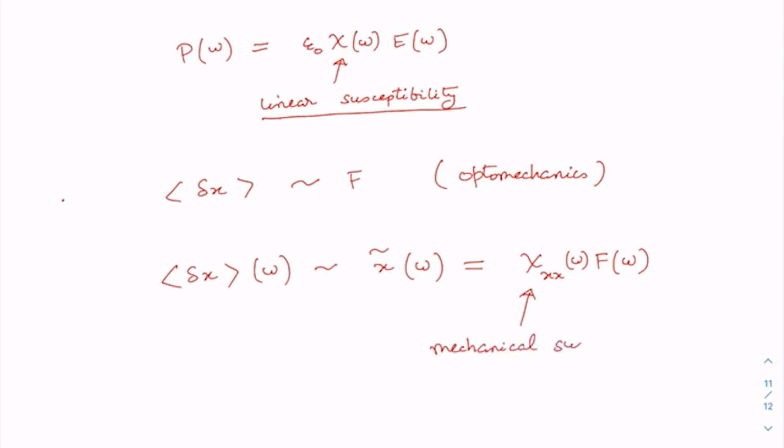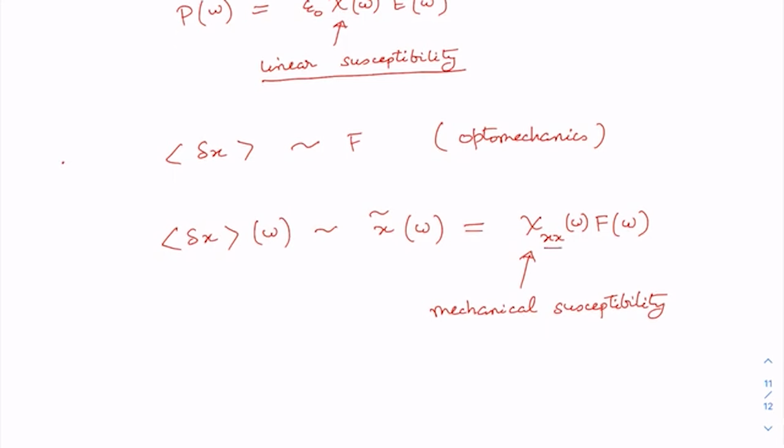So this is the mechanical susceptibility of the movable mirror, or the optomechanical system susceptibility. By the way, as you see, there are two x's here. The first x is related to the response that we are looking at, which is the displacement, and the second x is related to the direction along which the force is applied. So the second x means that the force is applied along the x direction, and the response is also measured in the x direction.